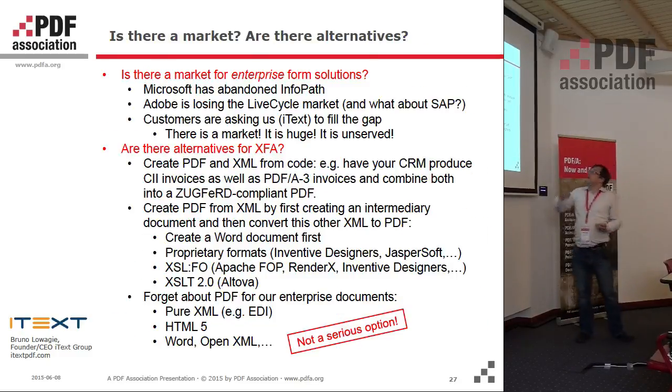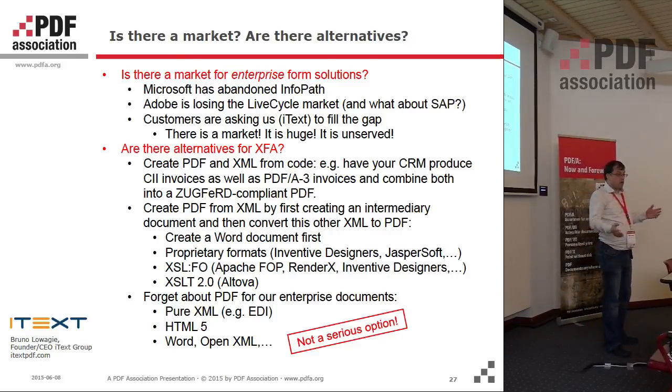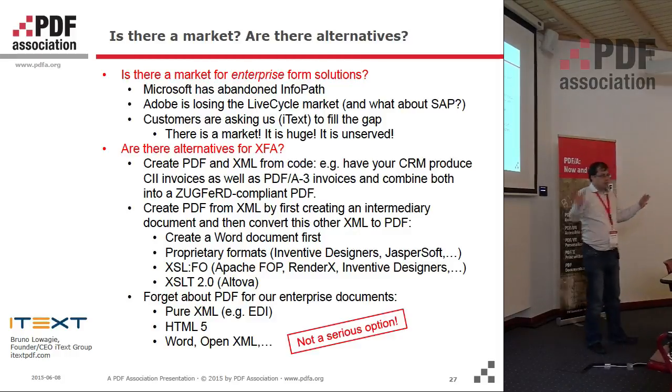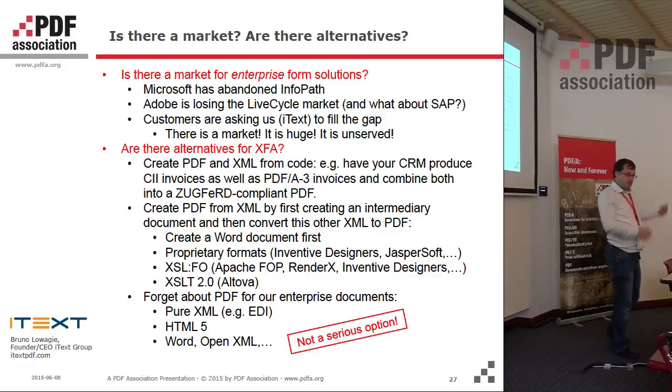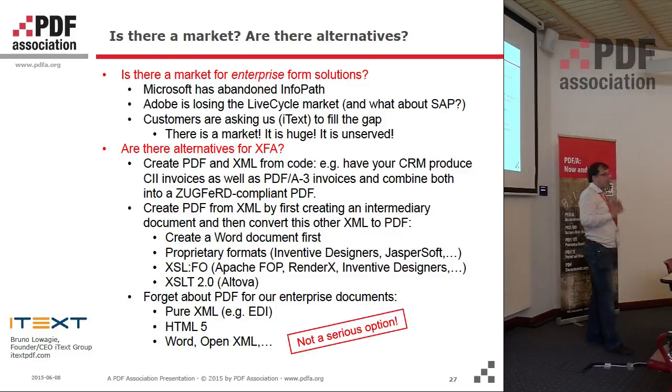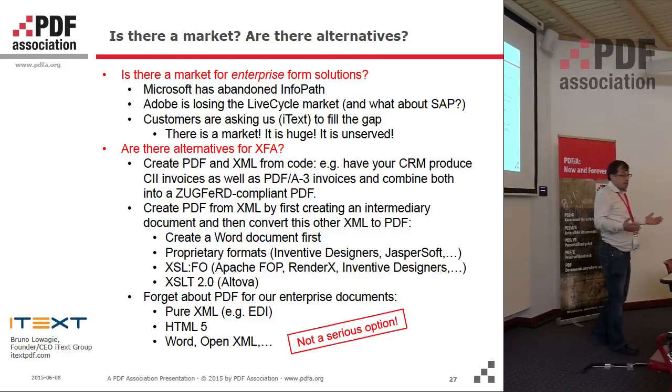Now, we see that Microsoft, they had InfoPath, which was their solution to design, fill out, publish forms, and they are abandoning that. So I think it's about a year ago that they said we're stopping with InfoPath. Adobe is losing the lifecycle market, and then Matt says, well, that was a bad idea, so yeah, it's good to get rid of it. I don't know about SAP, but what I do know is that, so you could say, if Microsoft and Adobe are backing out, maybe there's no market for it, but customers are asking us to fill the gap, so there is a market. It's huge and it's unserved, and AcroForms isn't going to replace this.